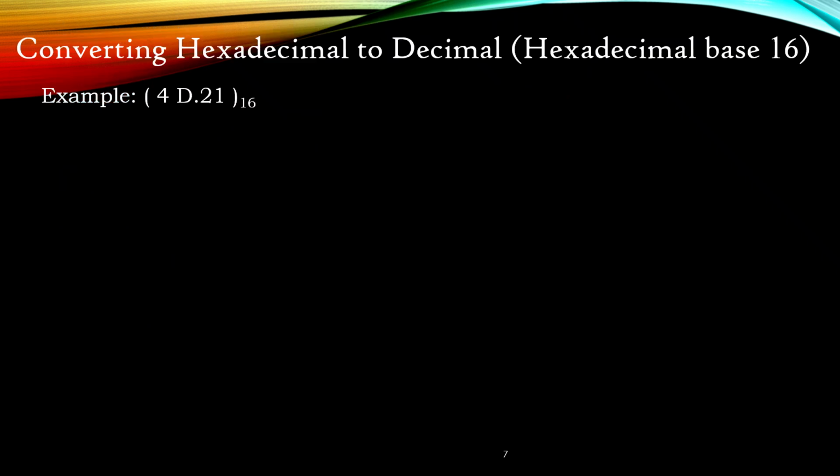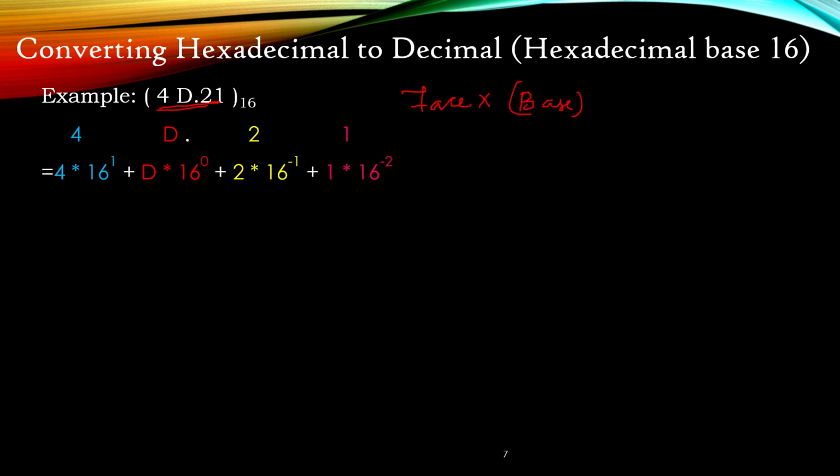So converting hexadecimal to decimal value, I'm going to consider this example, 4D.21 to the base 16. I'm going to write it as per my convenience. So here, once again, hope you all remember the formula, base into base to the power of position. So let us write the position for this one. It is minus 1, minus 2, and here is 0, and it is 1. So as it is a hexadecimal number, we have to find the base. Base is nothing but 16, right?